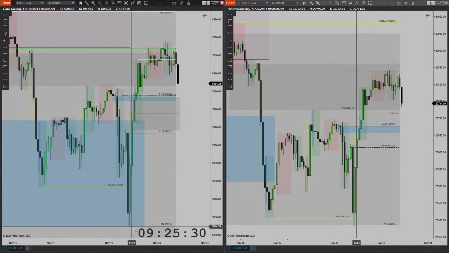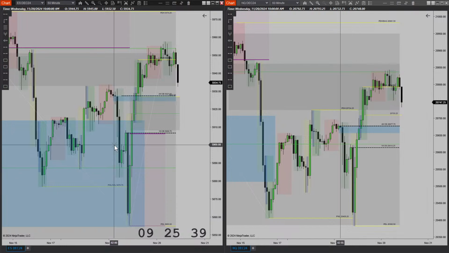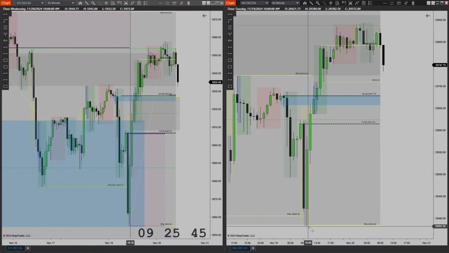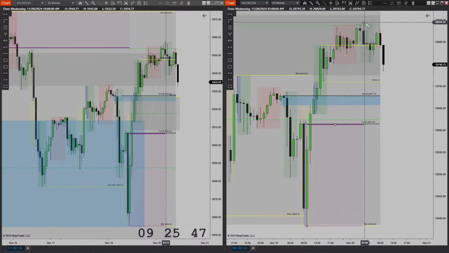Technically speaking, this would be the 50% of the range up here, which would fall in line with this 1-hour unicorn here. Let's do this again here. It falls in line with this 1 hour.